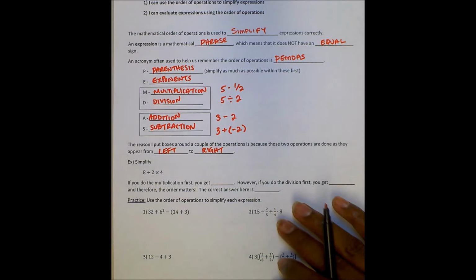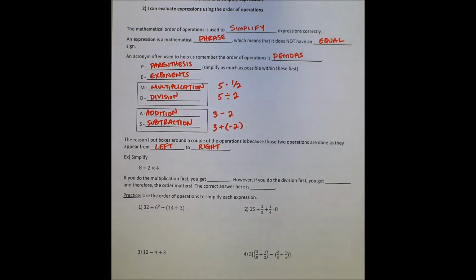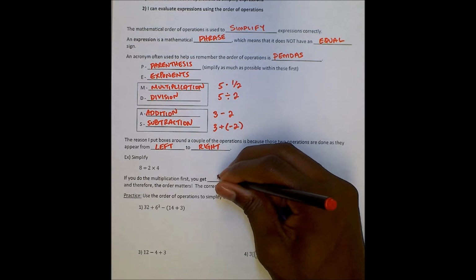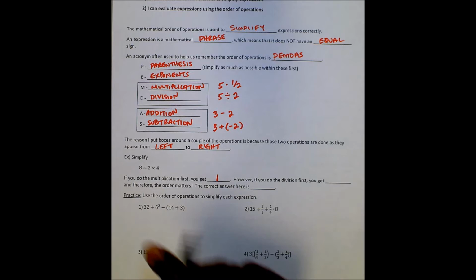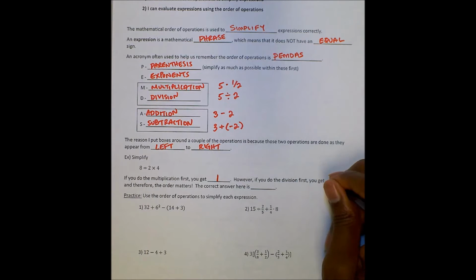Okay? So if you look at this expression here, we have 8 divided by 2 times 4. We need to simplify this. Notice there are a bunch of different ways we can do it. If you do the multiplication first, 2 times 4 would give us 8. 8 divided by 8, you get 1. However, if you do the division first, we'd say, okay, 8 divided by 2 is 4. 4 times 4 is 16.